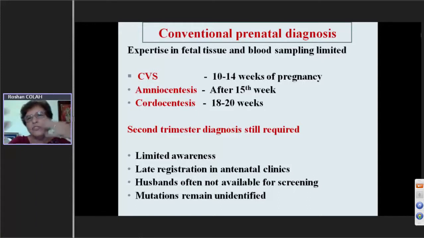So why have most countries switched over from second to first trimester diagnosis? Why is it that in India, along with first trimester, we still have to continue second trimester, although prenatal diagnosis has been going on now for almost 25 years in the country? Mainly, it is because of limited awareness, because couples don't come early or women don't come to the antenatal clinics early. Often they just come from their villages, they come and register with some lady or mother or mother-in-law, and the husbands don't come along with them, so it's difficult to get the husbands. And occasionally the mutation may remain unidentified.